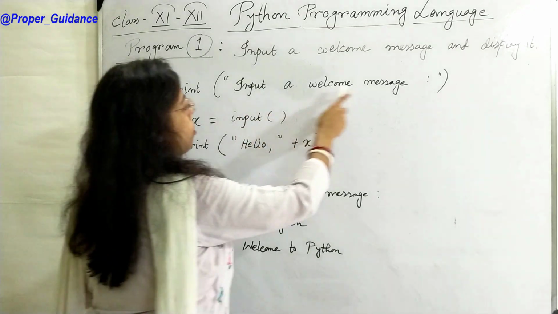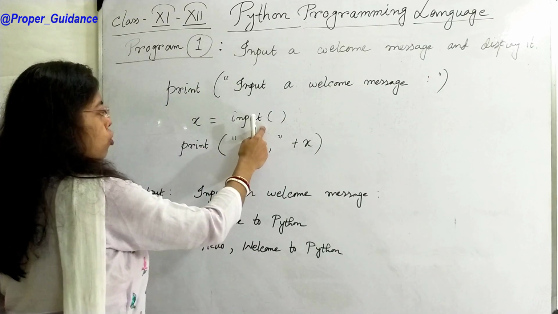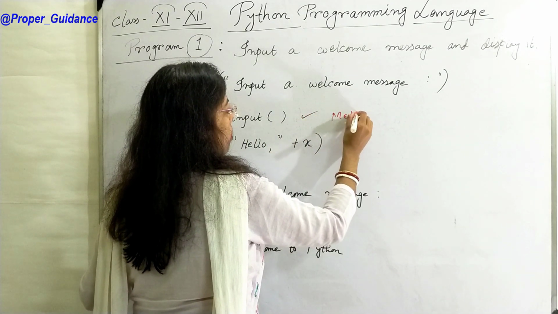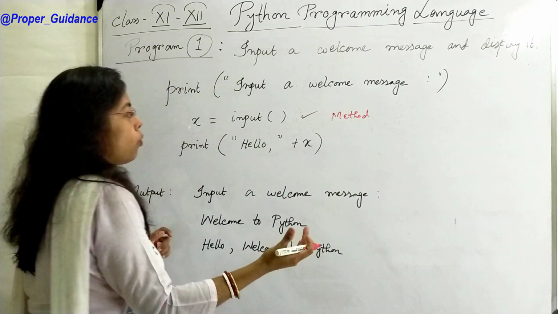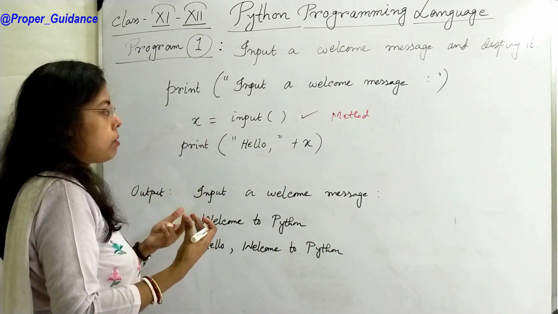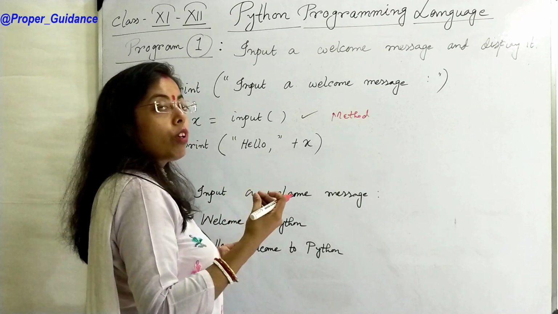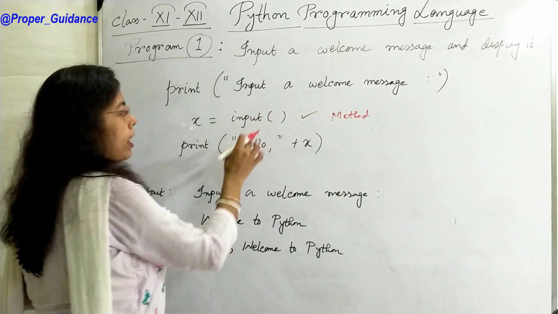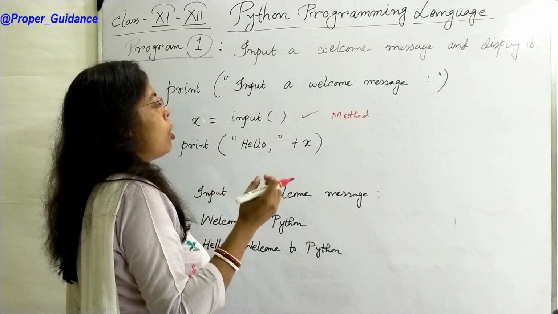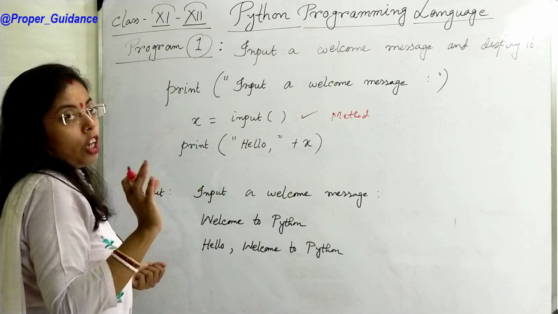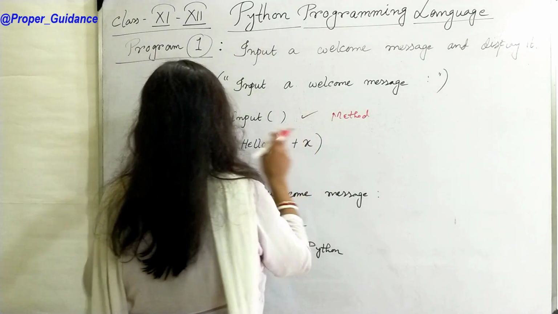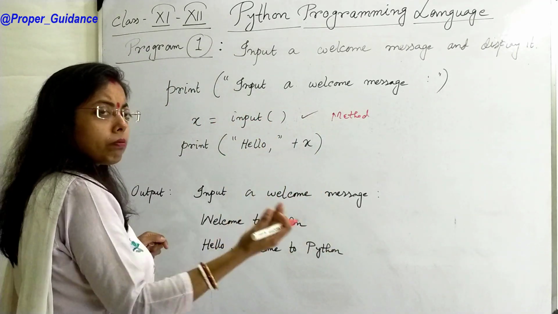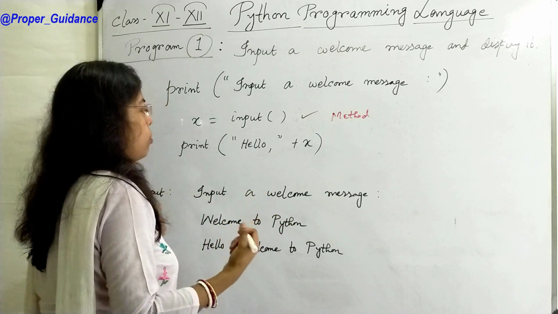Okay. So, input a welcome message, x equals to input. Input is a method. With the help of this method, we can access whatever we want to give as input. Means this is the statement to take user input. Clear? So, we write down here x equals to input. It will help you to give the user input.